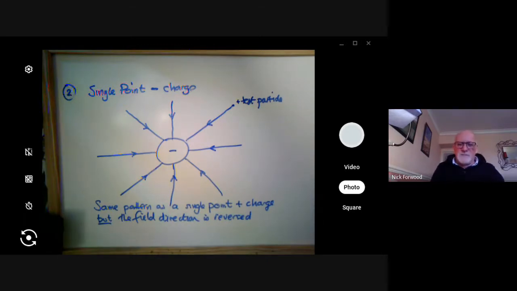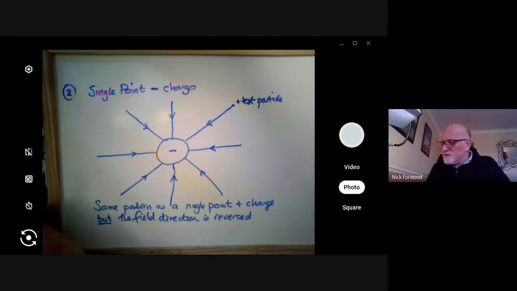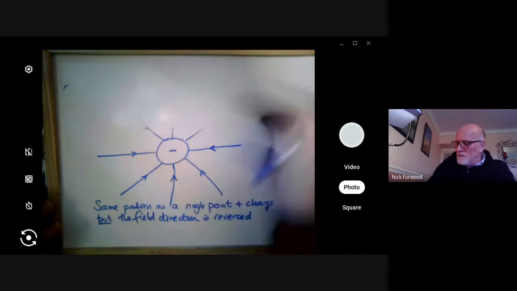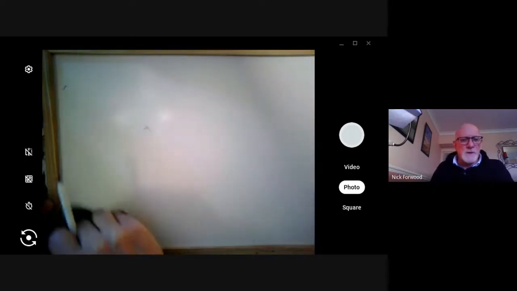Right. So that's my first 2 out the way, and I'm just having a look to see where my diagrams are, because I've drawn all these out already in my lesson plan. So I've got these. I'm just finding out which piece of paper it's on. Right, okay, so that's number 2, which is a single point negative charge.